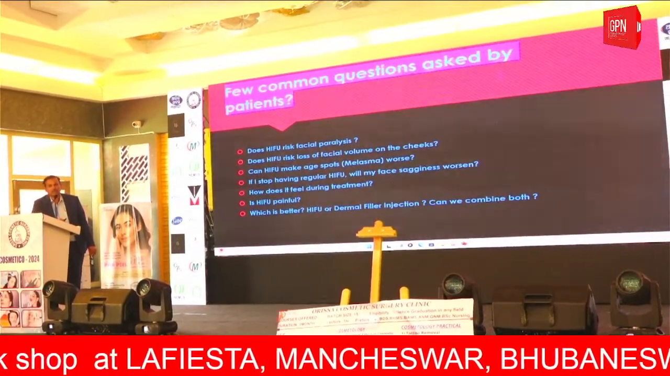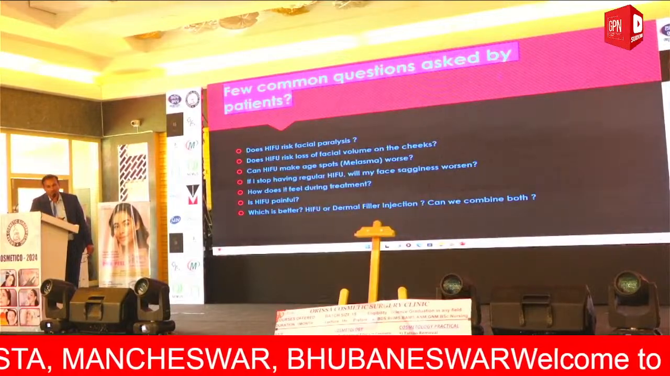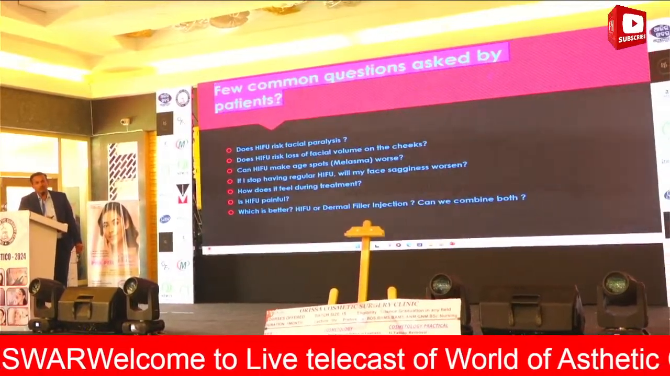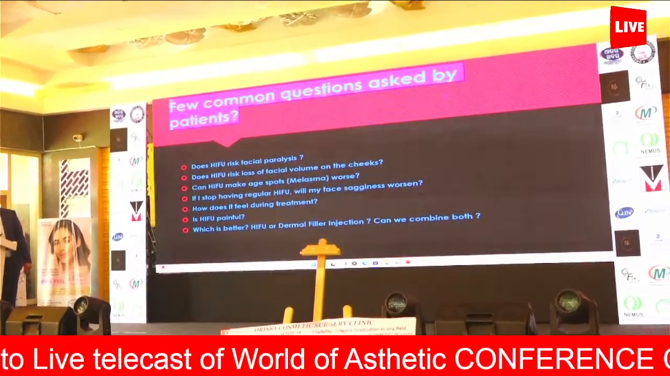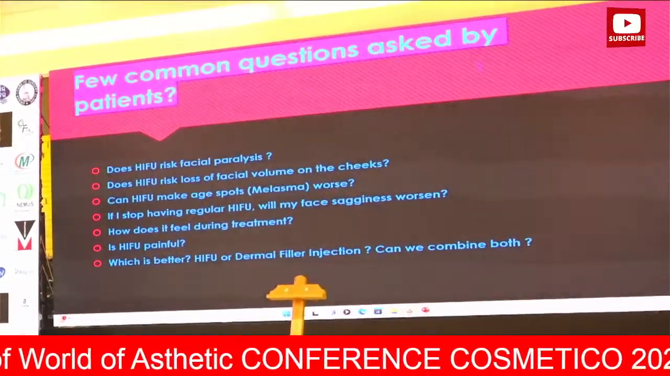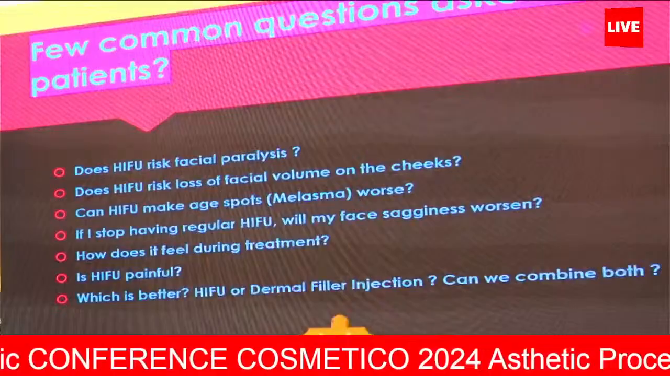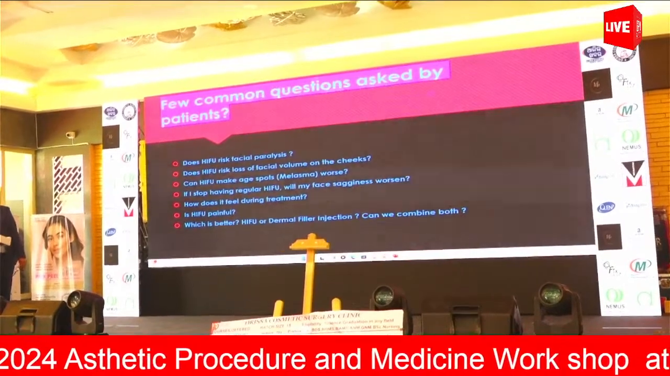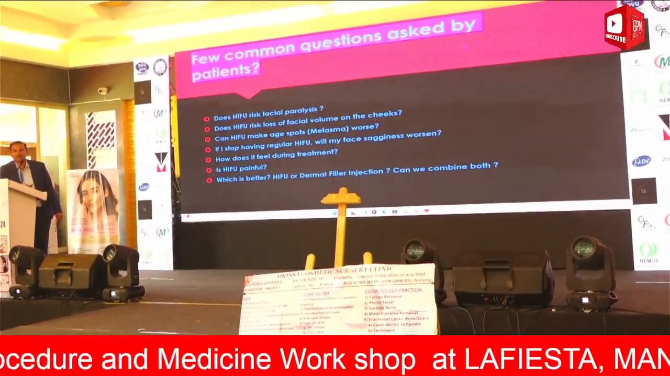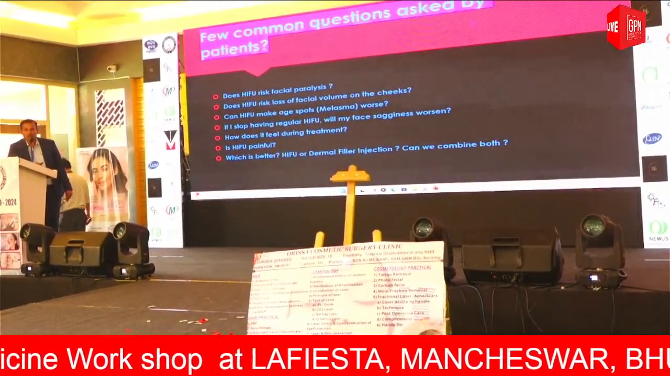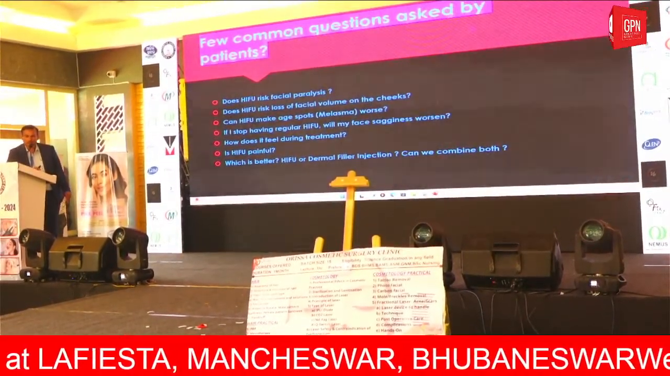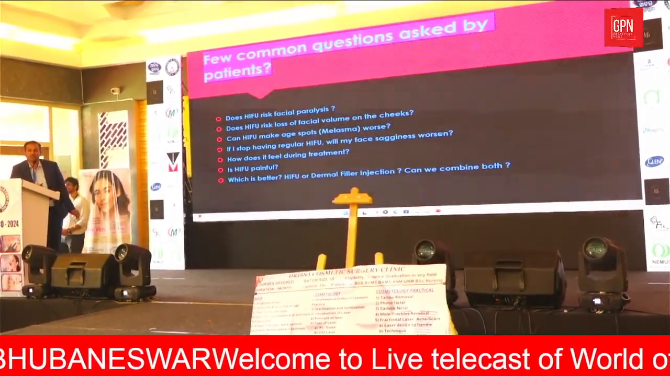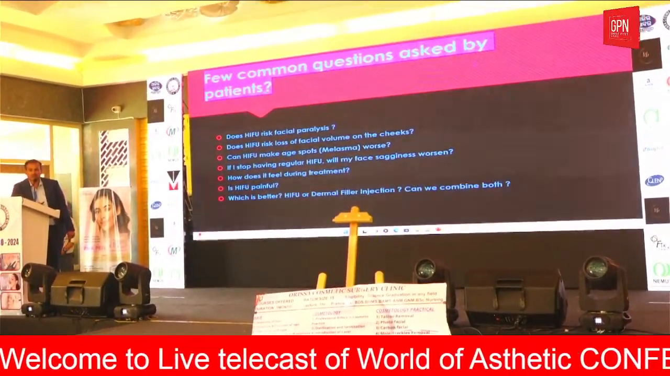Can hypo make age spots or melasma worse? No, not at all. It does not affect the melanin cells. If I stop having regular hypo, will my face sag again? Usually not immediately, but the hypo effect continues for 9 to 10 months, and then you have to repeat the course. When you repeat the course, the facial effect is continued. If you discontinue, the sagging will appear again.